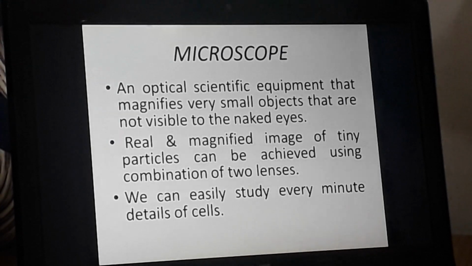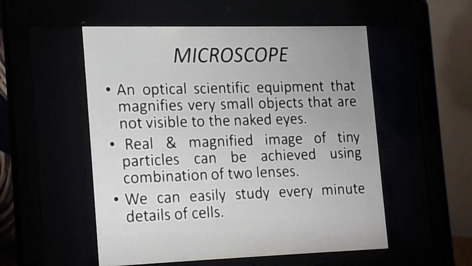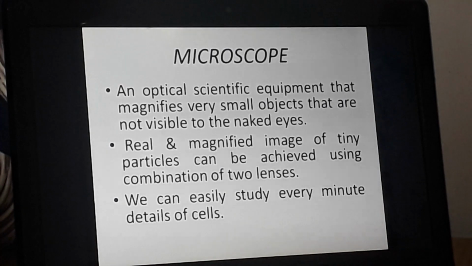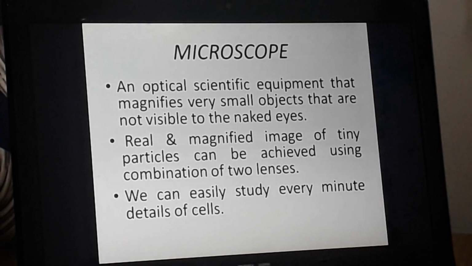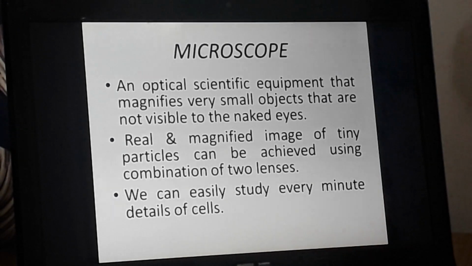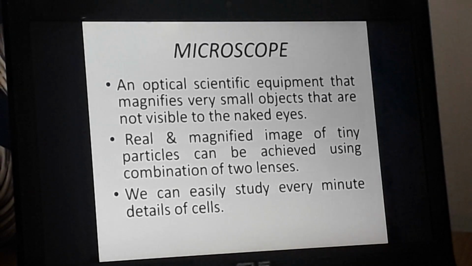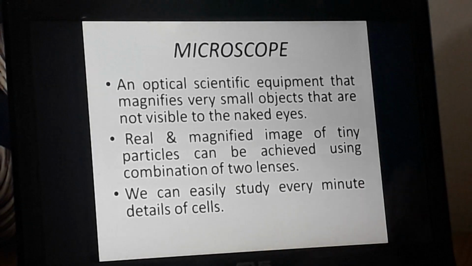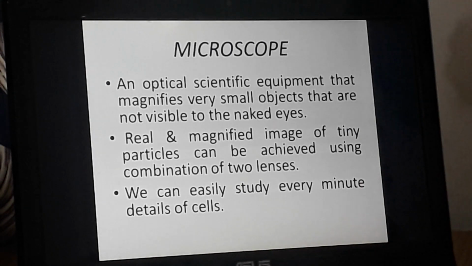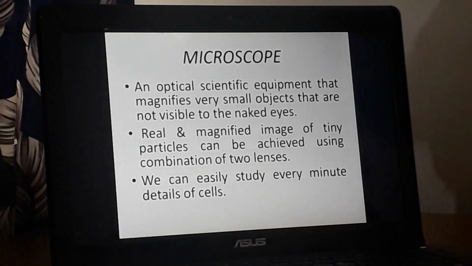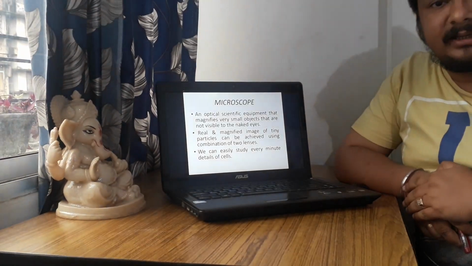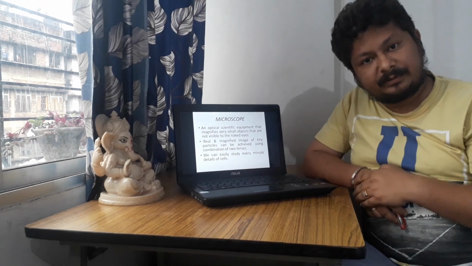Now, inside the microscope you have two lenses, both are convex lenses. The part through which you see the object is called the eyepiece, where you fix your eye and see the object on the microscope. And the place where the sample is kept is called the stage of the microscope.